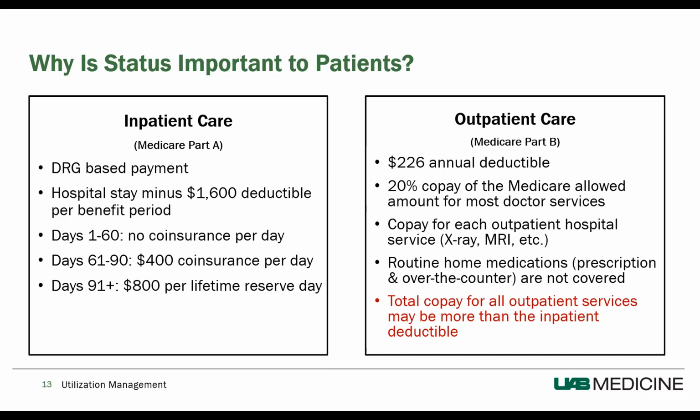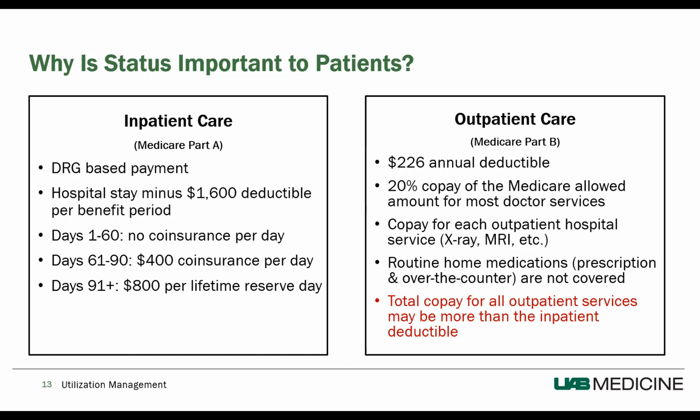Outpatient care has an annual deductible, but they typically pay 20% of Medicare allowed amount for most doctor services. Each X-ray you order, each MRI you order, ultrasound, they're going to get a 20% copay for that. Routine home medicines and prescription over-the-counter are not covered, depending on hospital policy. And so the total copay for outpatient services could be more than the inpatient deductible. And that's one of the reasons that we look at that.